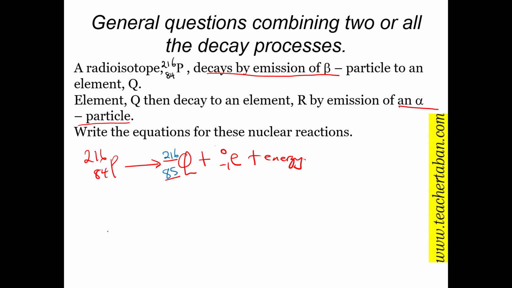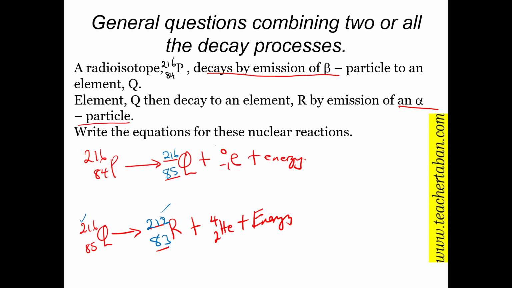Then the next process is that the Q, we've got 216 85, decays to another element R by giving off an alpha particle. So we have 4 2 helium and then plus the energy. So what is here, what is there? As well, using our rules, the atomic mass must be conserved. So we have 216, we have to look for a value which is here to make 216 as well. So 216 minus this, I'll get 212. I hope that you got to that. And then here I have my 83. So that is what we have as far as this is concerned.